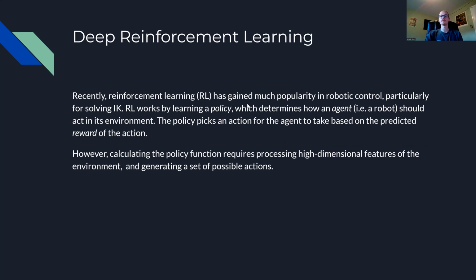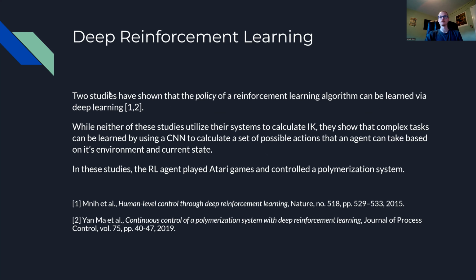Also, very recently, reinforcement learning has gained much popularity, especially in robotics. Reinforcement learning works by learning some policy, which determines how an agent should act in its environment. However, this often requires processing very high-dimensional features of the environment. So we can use deep learning to learn this policy. We found 2 particular studies that are interesting in this case. However, neither of them actually calculate IK, but they do show that very complex tasks can be learned through this method.